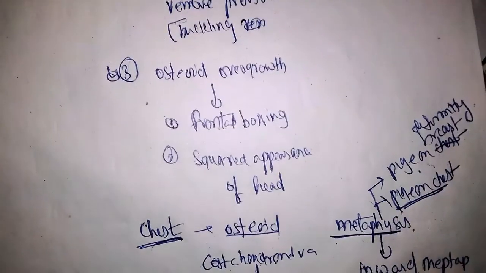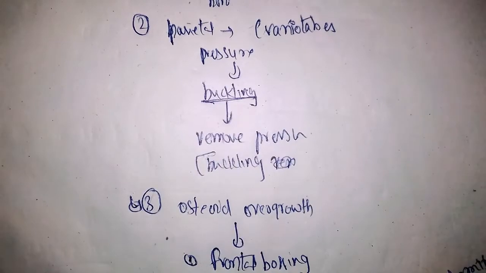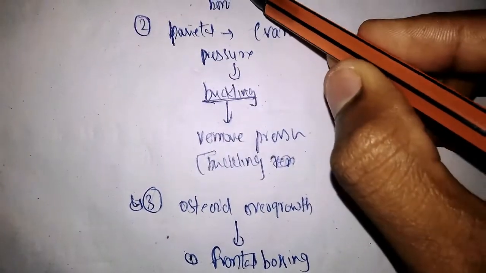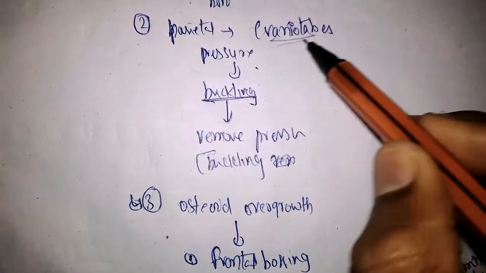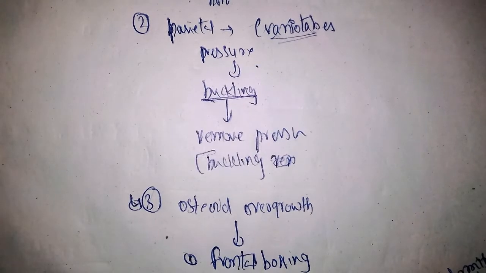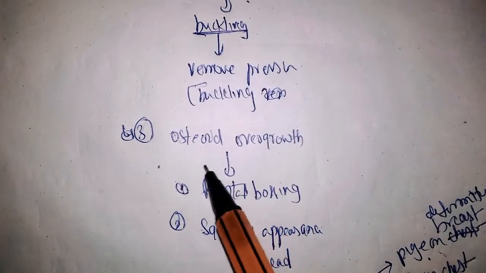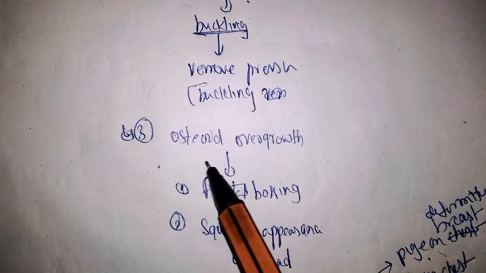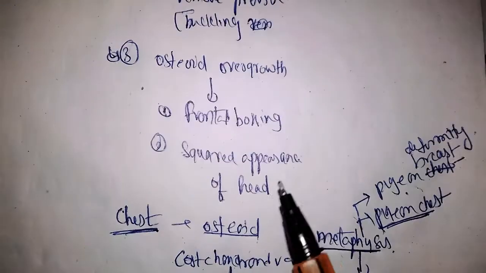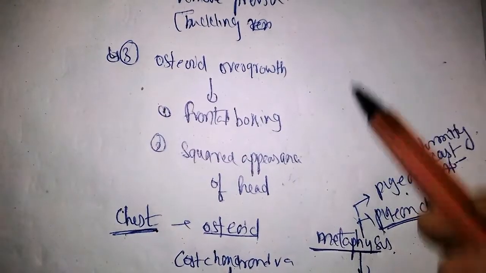And this is when the baby is immobile or unambulatory. The skull deformities are flattening of the occipital bone and the parietal bone. There is craniotabes. Craniotabes means when you give pressure on the parietal bone, there is buckling. When you remove that pressure, the buckling will be lost and the normal shape of the parietal bone will be regained. Okay, and there is osteoid overgrowth. Due to this osteoid overgrowth, there is frontal bossing and a squared appearance of the head. This is about skull appearance.